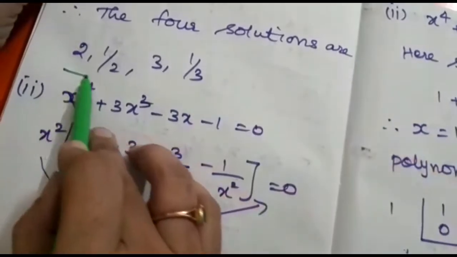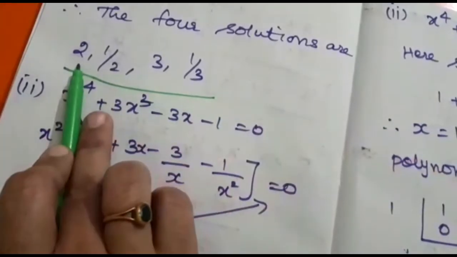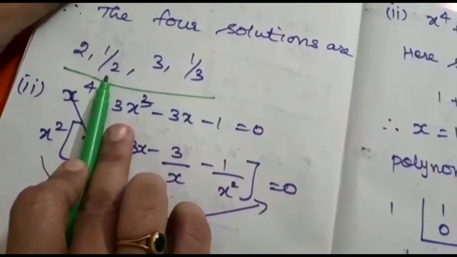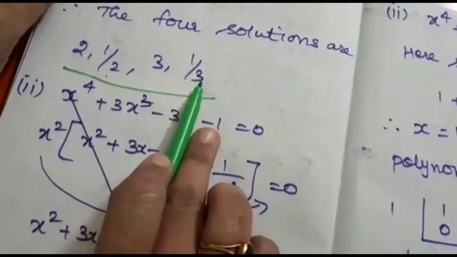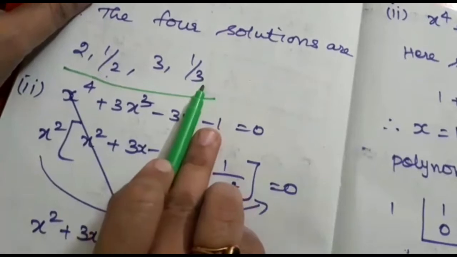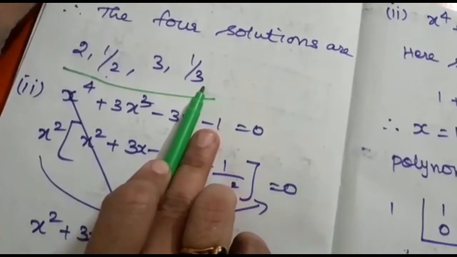So clearly we can observe that the first root is a reciprocal of the second root. The third root is a reciprocal of the fourth root. That's why this equation is called a reciprocal equation.